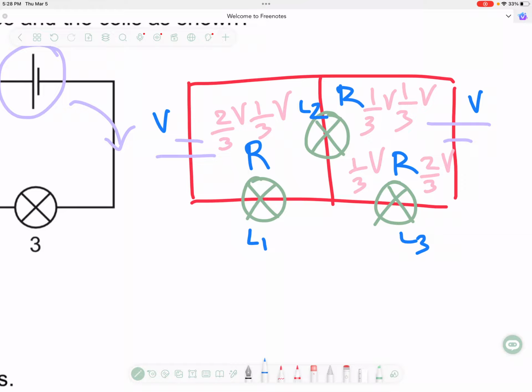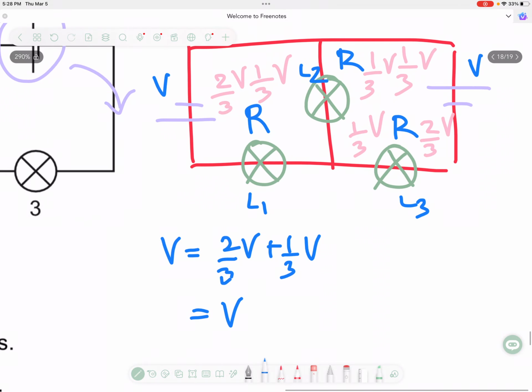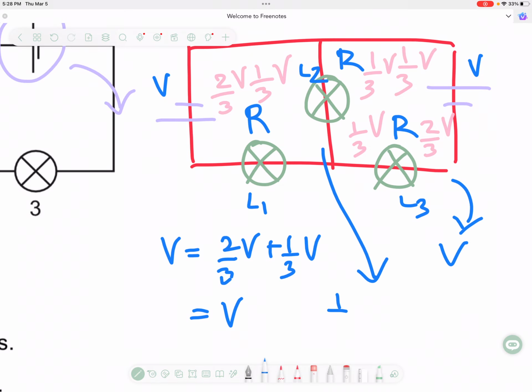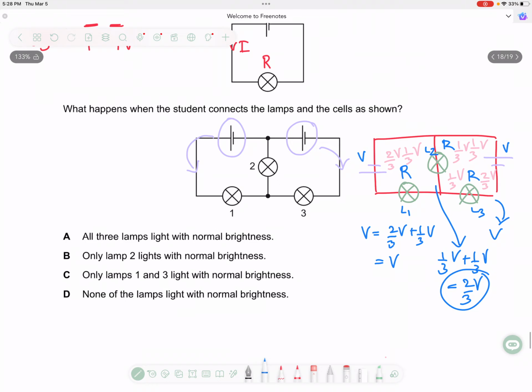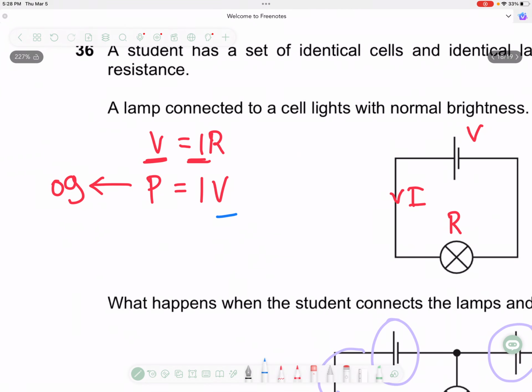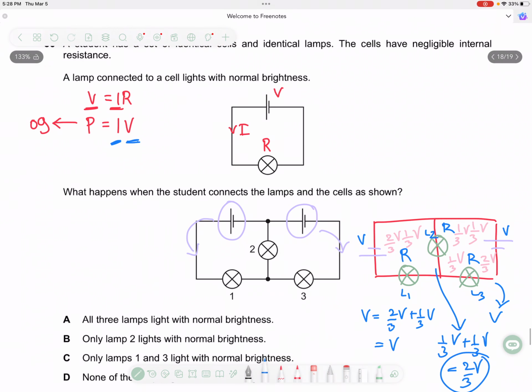Now I want you to imagine for L1 the total EMF or the potential difference across that is 2 by 3V plus 1 by 3V, which is just V. And the same goes over here. This is also V, but over here it is 1 by 3V plus 1 by 3V, which is 2 by 3V. So it does not get the full voltage. What the lamp needed was V and I. Well, all of them get I because they all have a resistance of R. However, not all of them get the V.